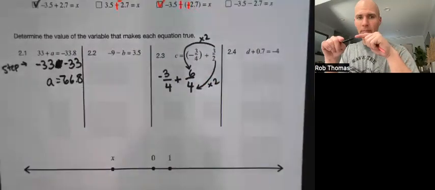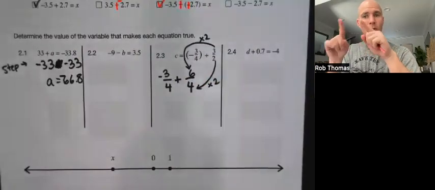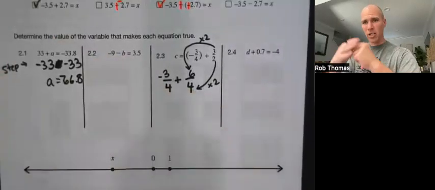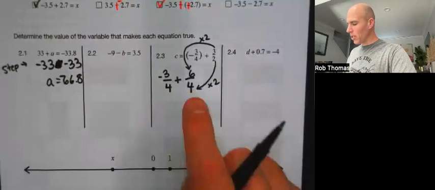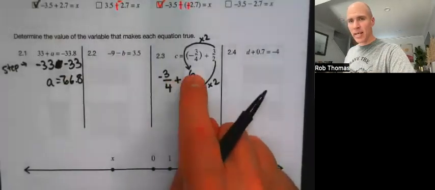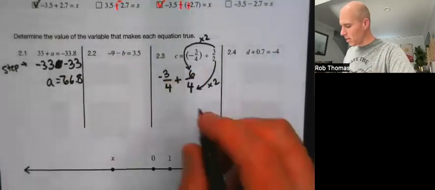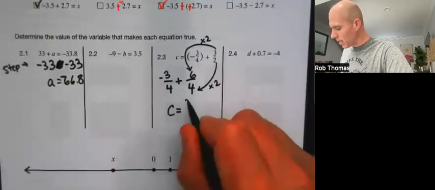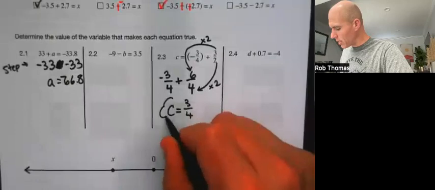Now I can add these. I don't add the denominators. The denominators just say how big the pieces are, which doesn't change when you put them all together. So I'm really just doing negative 3 plus 6, which is positive 3. So I have C equals positive 3 over 4. C is 3/4.